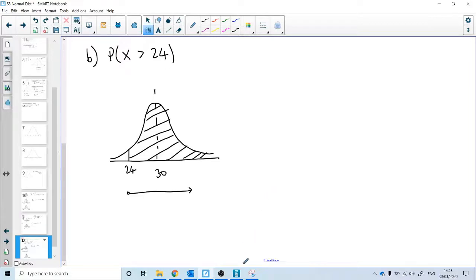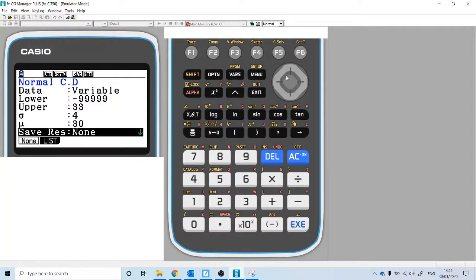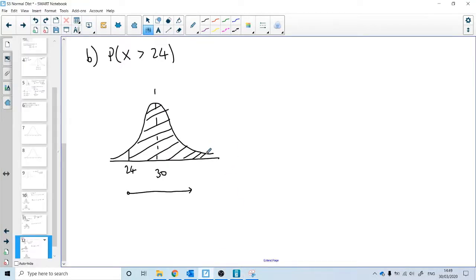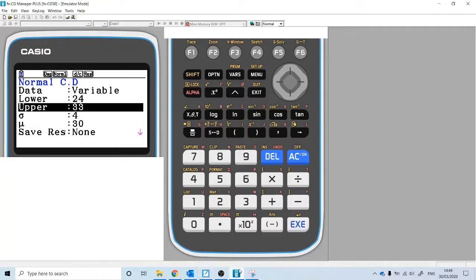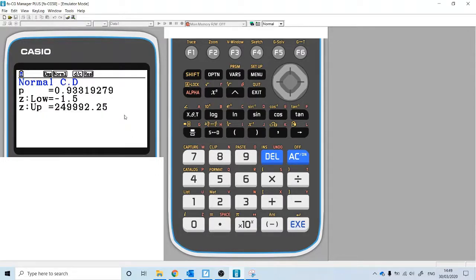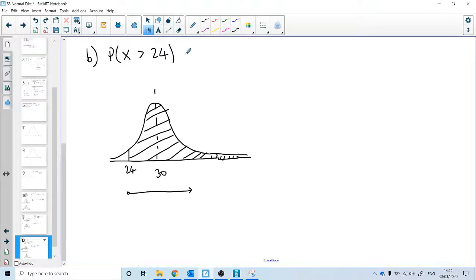So our calculator can give us those x values again. We're going to put our lower as 24 this time, our lower x value. And as our upper x value, again, this curve is going to continue forever, but it's going to get really, really small, these areas, as we go to the right. So if we put in a large value of x, that would be close enough. So 9999. And we're going to leave the standard deviation as 4 and the mean as 30. And we get 0.933 as our probability.